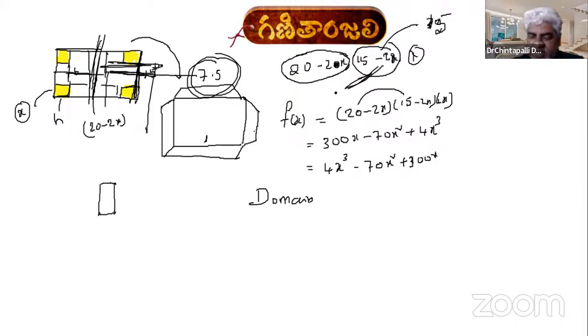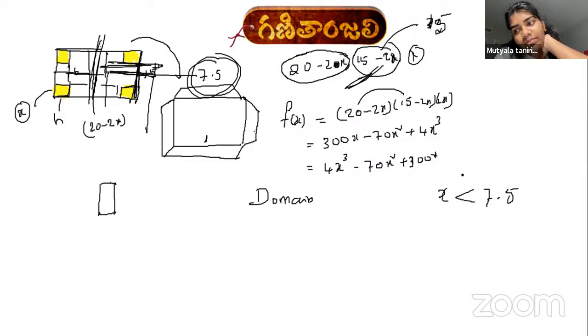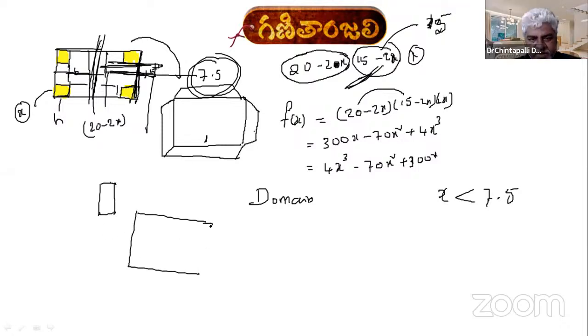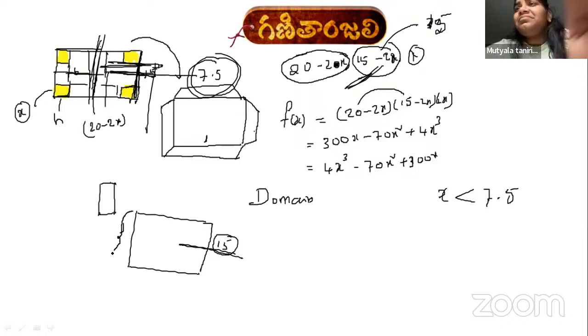So what is the domain of this function? X must be less than 7.5. It can't be greater, because if x is greater than 7.5 there is no limit. Half of 15 is 7.5, this length is 15, this length is 15.